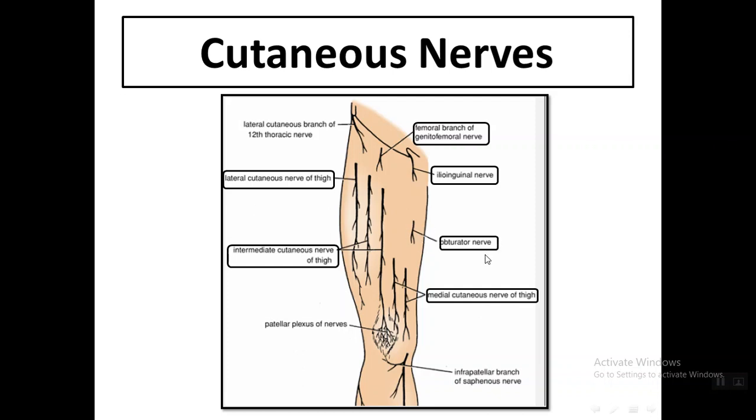On the medial aspect also we have the branches from the anterior division of the obturator nerve supplying a variable area on the medial aspect of the thigh. So these are the cutaneous nerves that supply the skin of the front of the thigh.